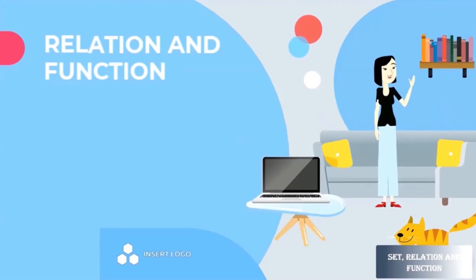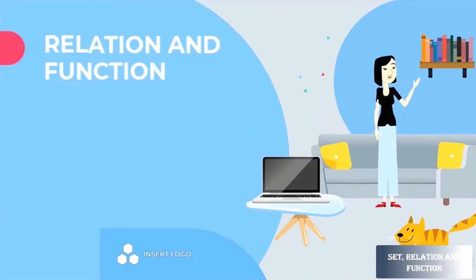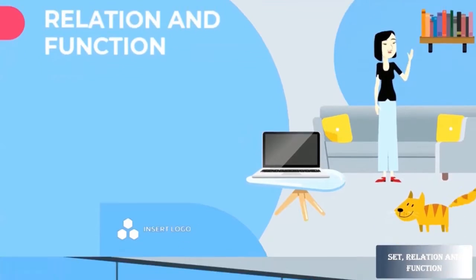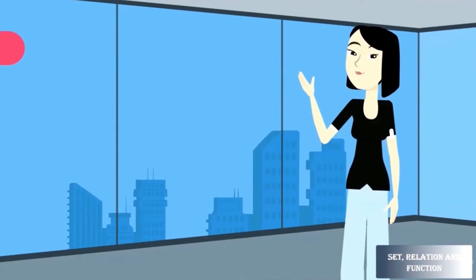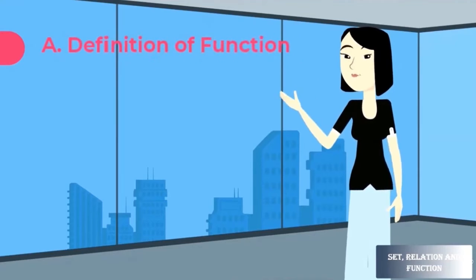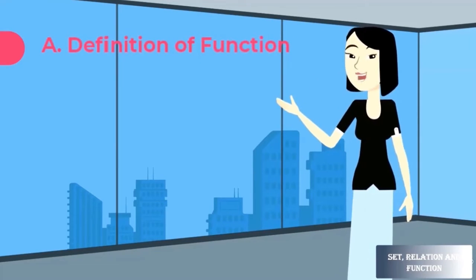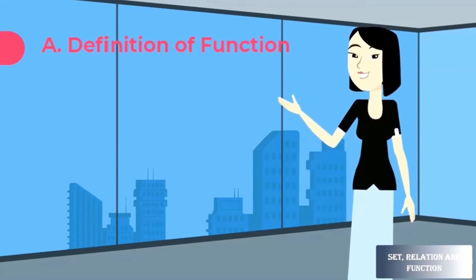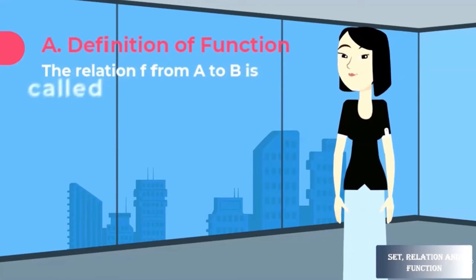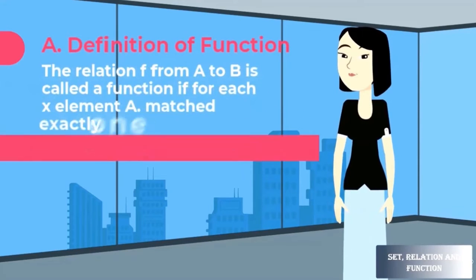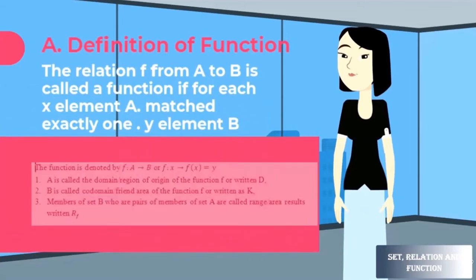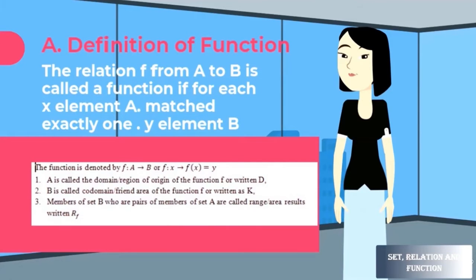Now, we will talk about relation and function. So, the first one we talk about is the definition of function. So, what is the definition of function? The relation f from A to B is called a function if each x element of A is mapped to exactly one y element of B.